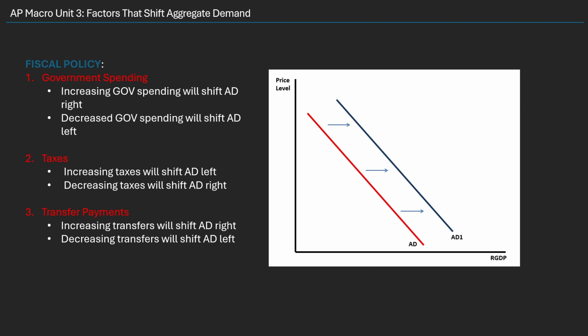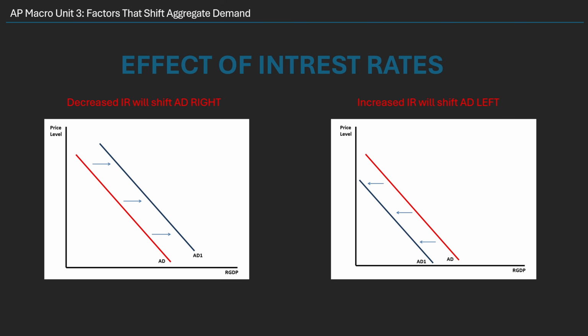Here are the factors that shift aggregate demand. Fiscal policy, which is government spending. Increasing government spending will shift AD to the right, while decreased government spending will shift it to the left. Taxes. Increased taxes will shift AD left, while decreasing taxes shift AD right. And transfer payments. Increasing transfers will shift AD right, while decreasing transfers will shift AD left. Interest rates will also affect aggregate demand. So decreased interest rates will shift AD right because it's cheaper to borrow, and increased interest rates will shift AD left because it's more expensive to borrow.